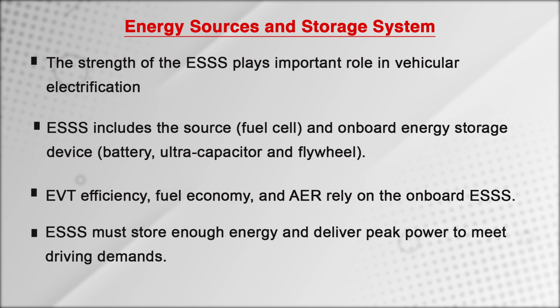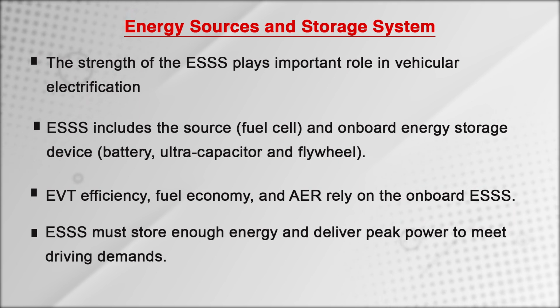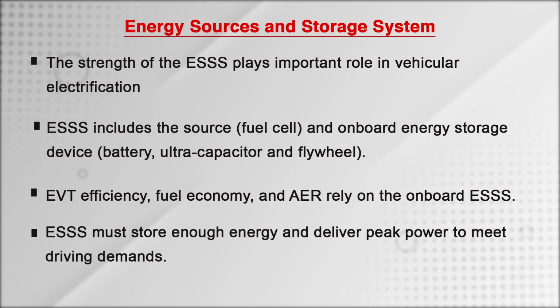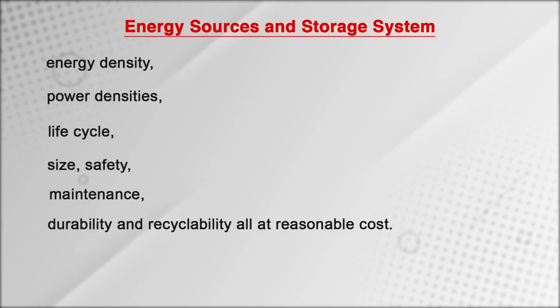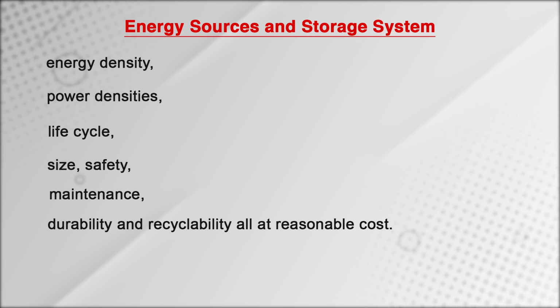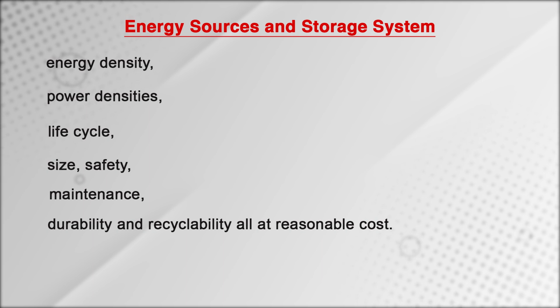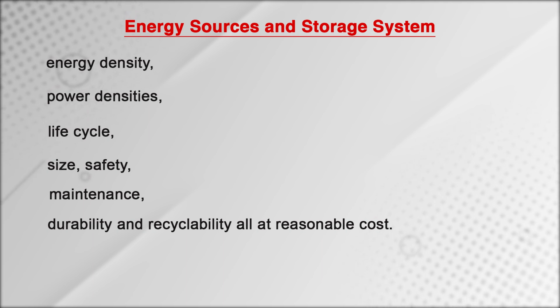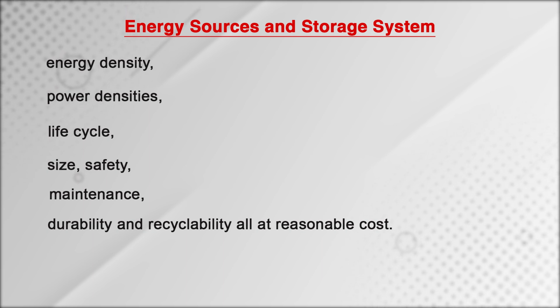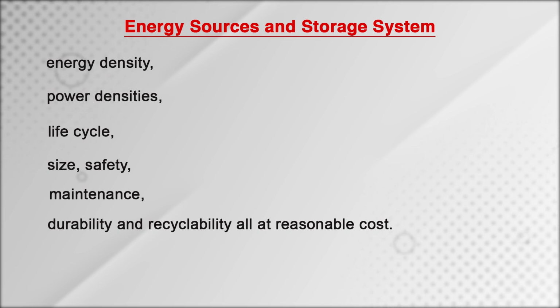In another terms, the onboard energy source and storage system should have a good energy density and power density. The main factor that affects the design of this onboard energy source and storage system for vehicular application includes the energy density, which defines the driving range, the power density, which defines the top speed that a vehicle can deliver or an electric propulsion system can produce, the life cycle of the storage system, the size, safety, maintenance and along with the durability and reliability.